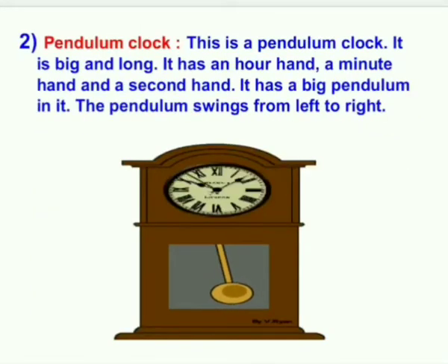The next one is a pendulum clock. The word pendulum means something hanging or swinging freely from a fixed point. This is a pendulum clock. It is big and long. It has an hour hand, a minute hand, and a second hand. It has a big pendulum in it. The pendulum swings from left to right.